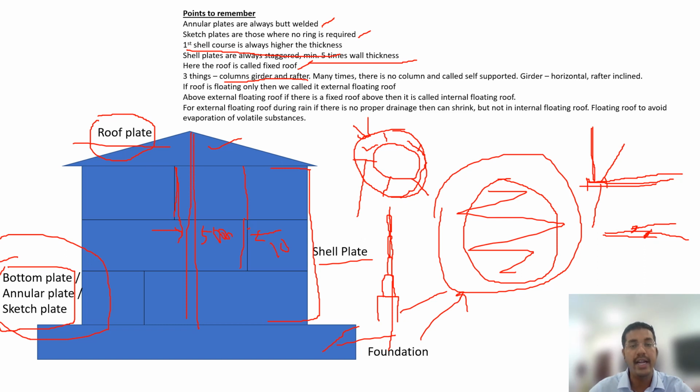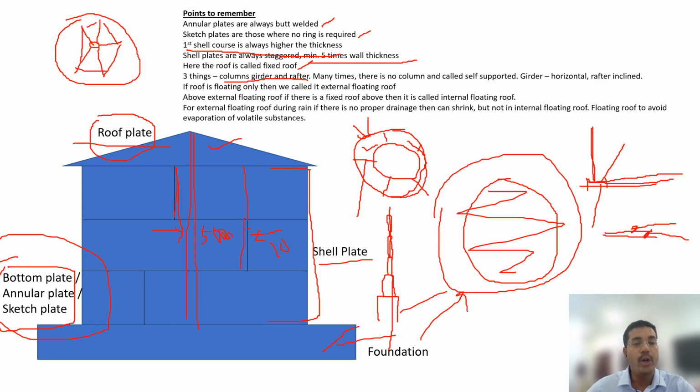And what is a girder? The horizontal one. Let's say this is the roof, and this is the column. Then whatever is coming from here is called girders, the horizontal ones, and the inclined ones are rafters.